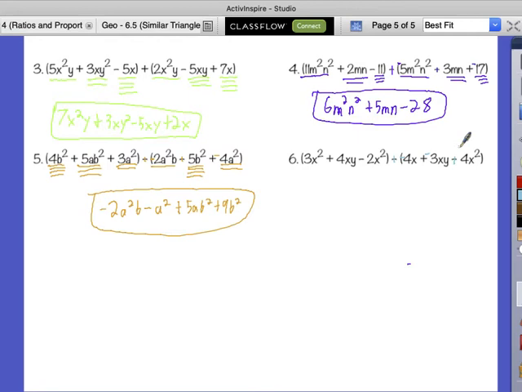So then we say, okay, now we need our order. Between x and y, which alphabetically comes first? X. So we need to look at our powers of x. What's the highest power of x we see? X squared. What has an x squared on it? 3x squared, negative 2x squared, and 4x squared. Are those all like terms? Yes, so we can put one underline underneath all three of those.